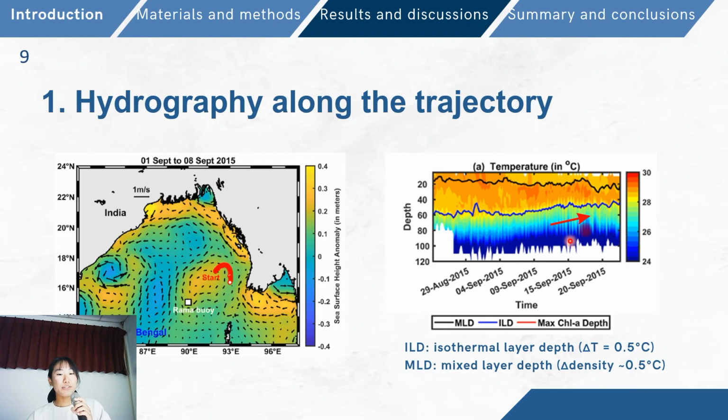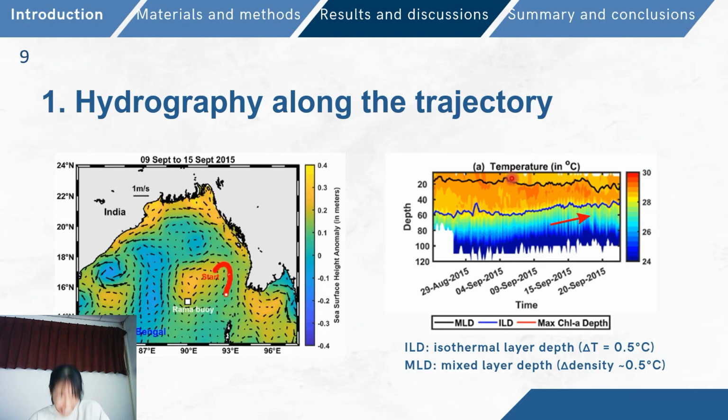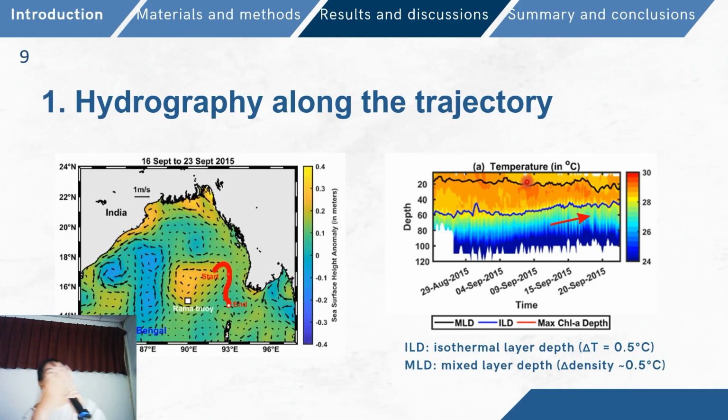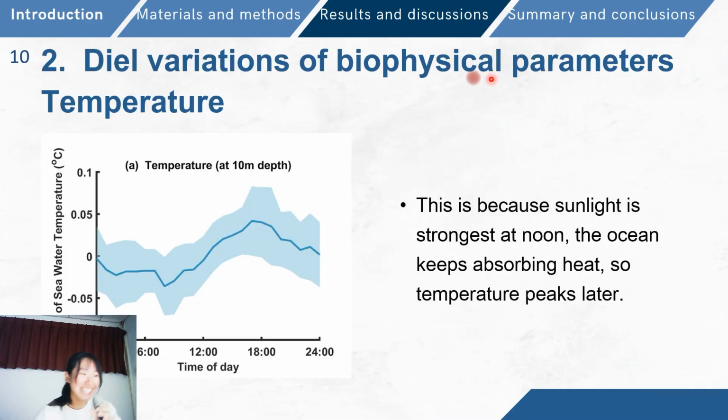So we get the data. Now we convert the data to the Diel variation. So next, I will talk about Diel variation of biophysical parameters.